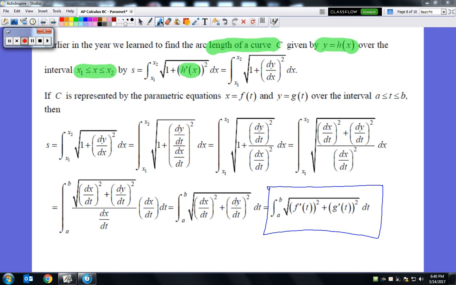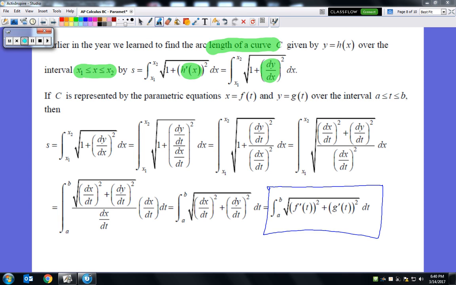So you take the derivative first. I know it's been a while since we've done this. Take that derivative first and then square it, and then square root that sum. That is what we've learned before, and it would also be equivalent to dy dx, because that's what h prime of x is.